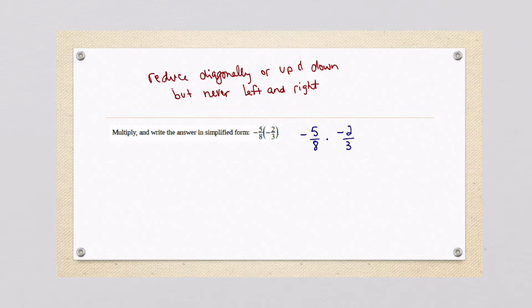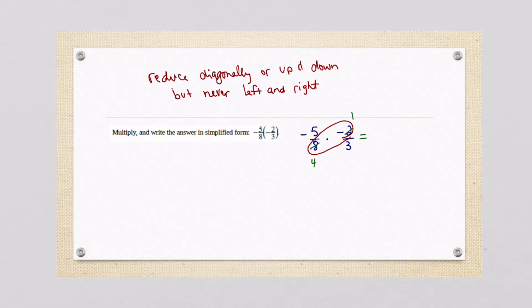What I mean by that is I can look at this right here and see if the 2 and the 3 have anything in common, and they don't. Or I could look at the diagonals and see if they have anything in common, and they do. So I could mark out the 2 and the 8 have a 2 in common, so you want to divide both by 2. This becomes 1, this becomes 4.